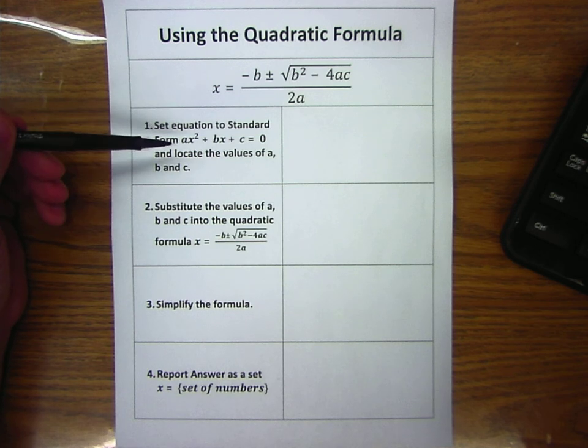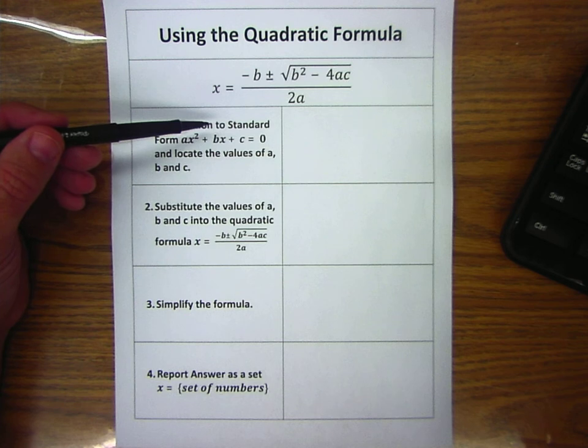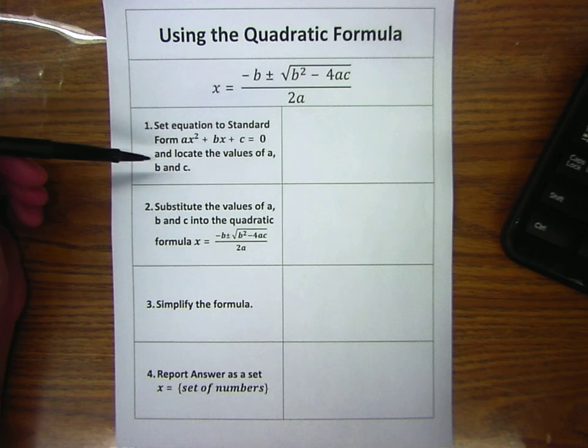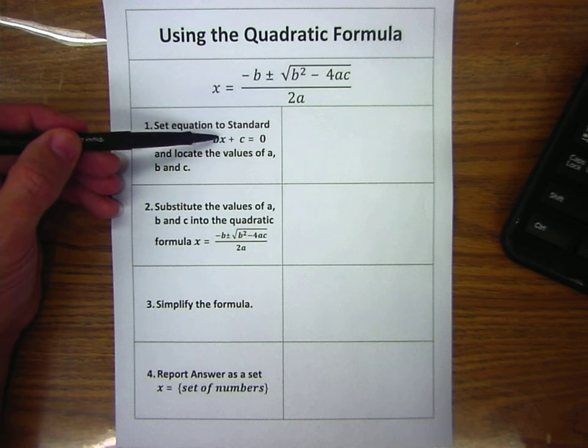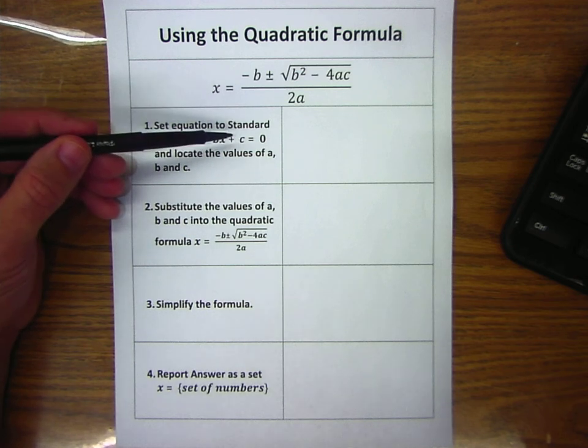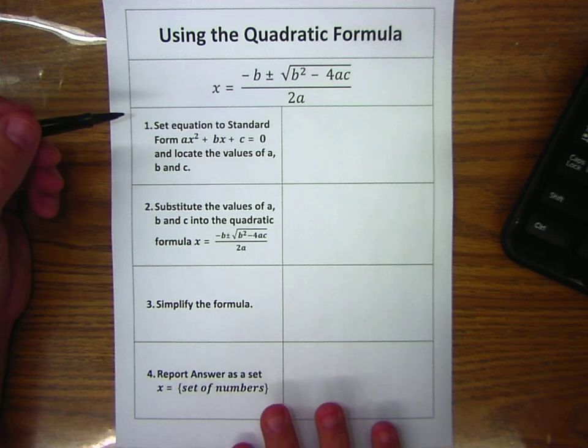So the first thing you have to remember is when you are working with a quadratic equation, to find the values of a, b, and c, you must set it equal to 0 and then locate the values of a, b, and c, a being before the x squared variable, b being before the x to the first power, and c being the constant. So we're going to try using this equation right here.